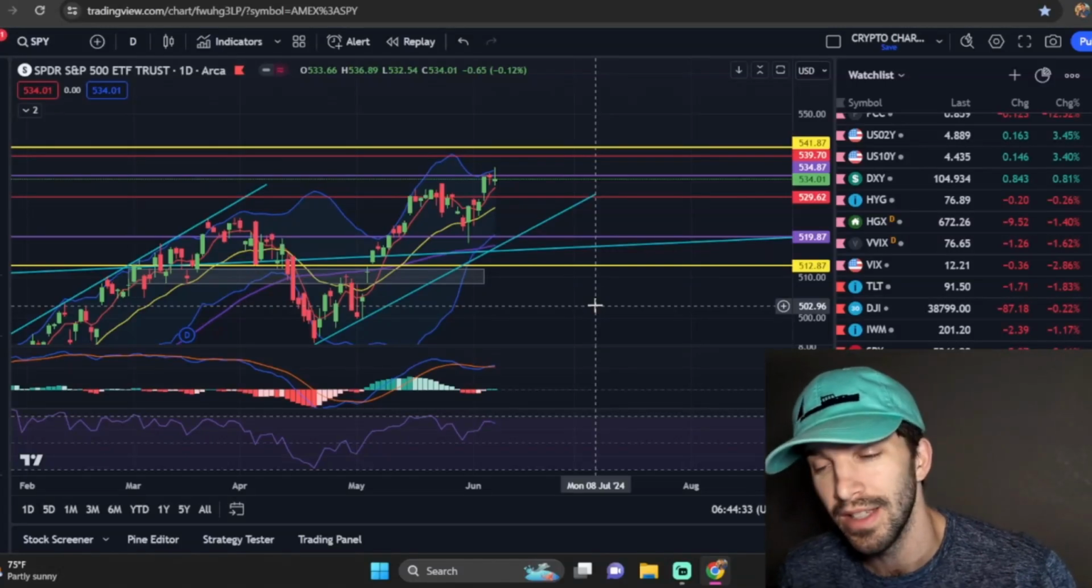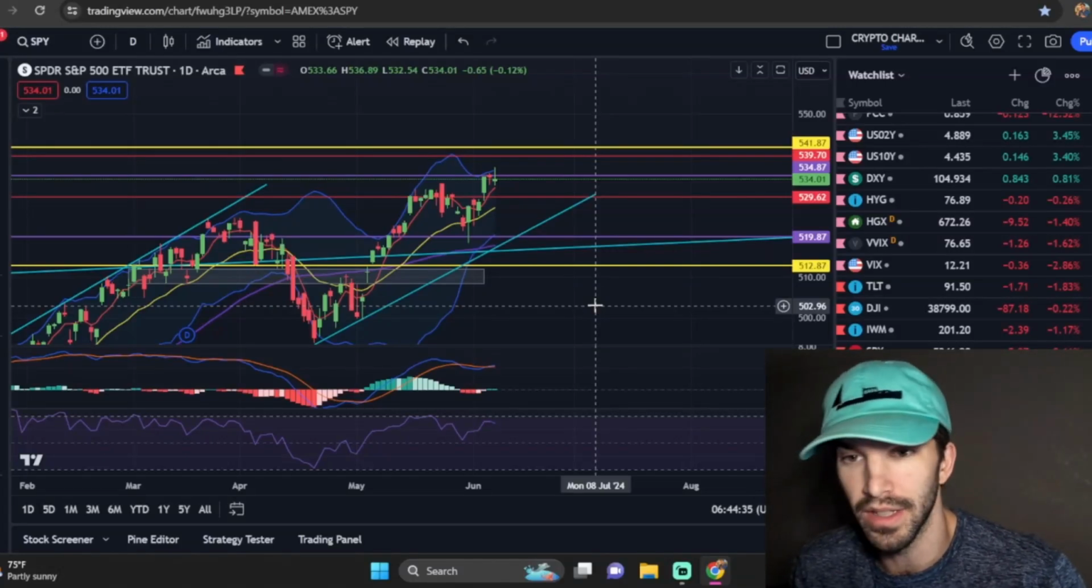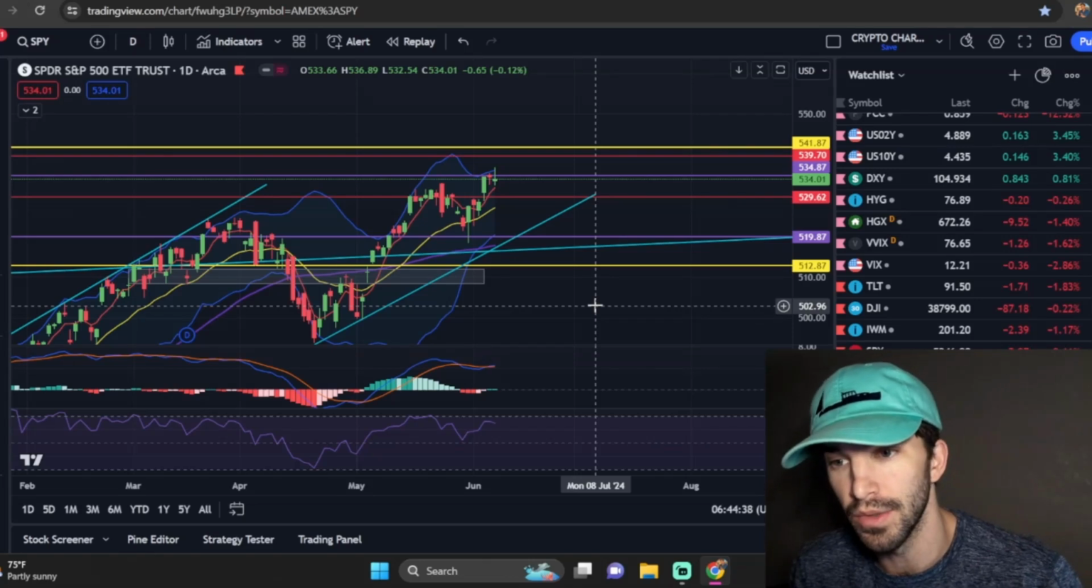Today, we're going to be getting into the higher time frames. We're going to be looking at daily, weekly, and monthly charts. It is very good to understand the macro side while trading the shorter time frames.